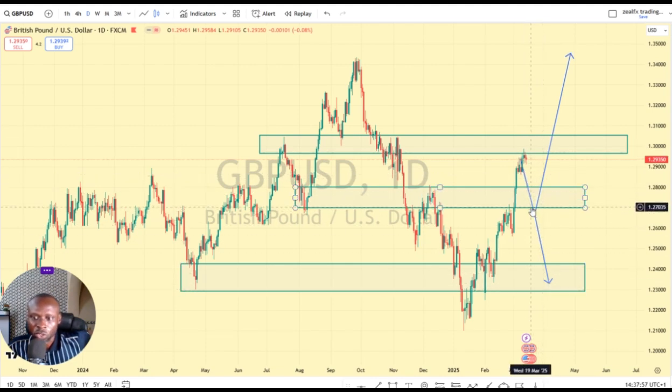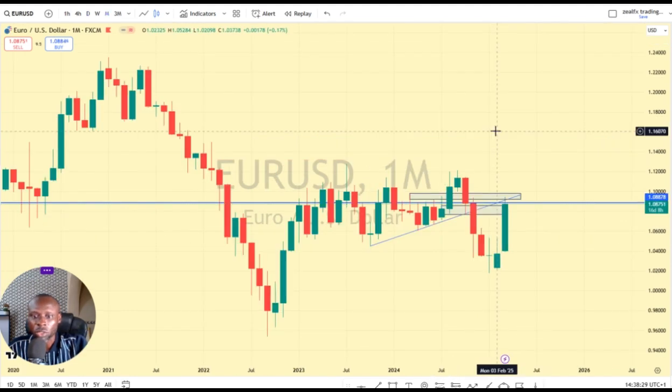Price must do a retest of this zone or this zone before anything happens this week. We must see a retest of this zone before any further movement on British pounds USD. Let's look at our next pair, which is the Euro USD.